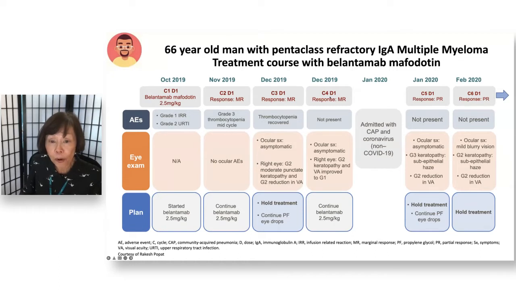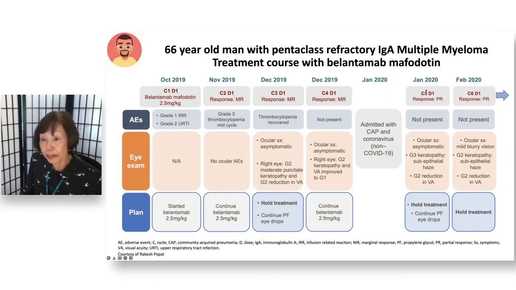In cycle 4, by this time, he'd made just an MR. He had no AEs apart from ocular AEs. He had grade 2 keratopathy, but his visual acuity had improved to grade 1, so we were able to continue the belantamab. But he came to the end of the year, and in early January, he was admitted with a community-acquired pneumonia, and coronavirus, but non-COVID-19.